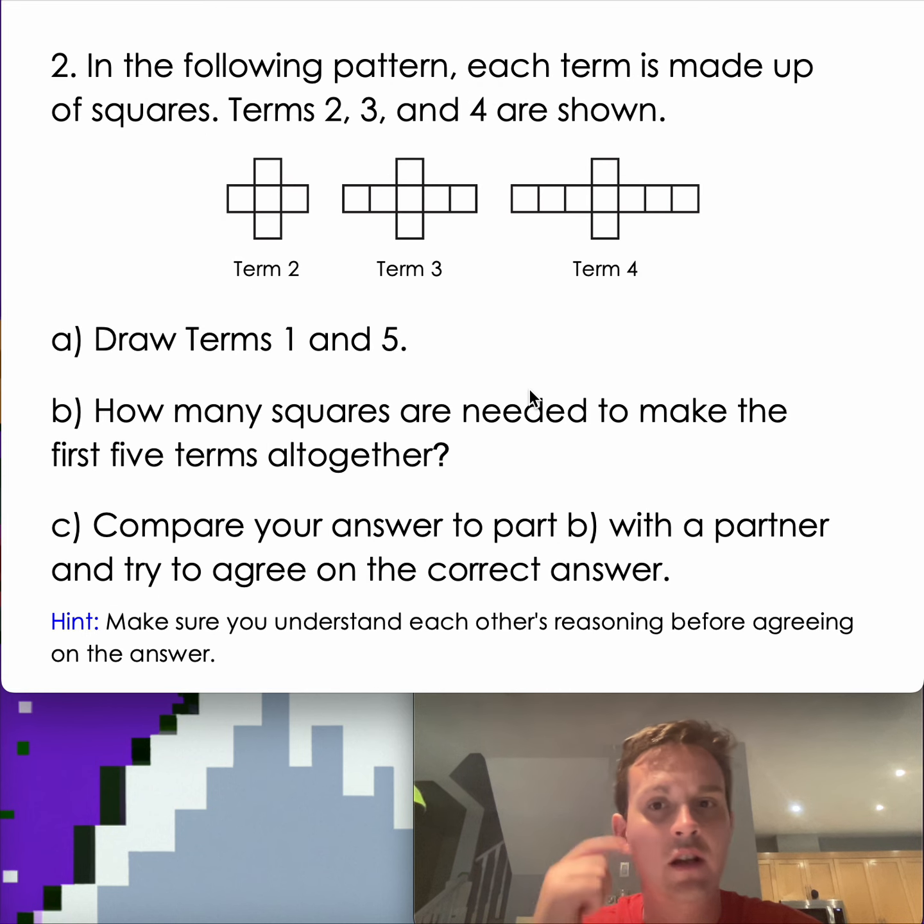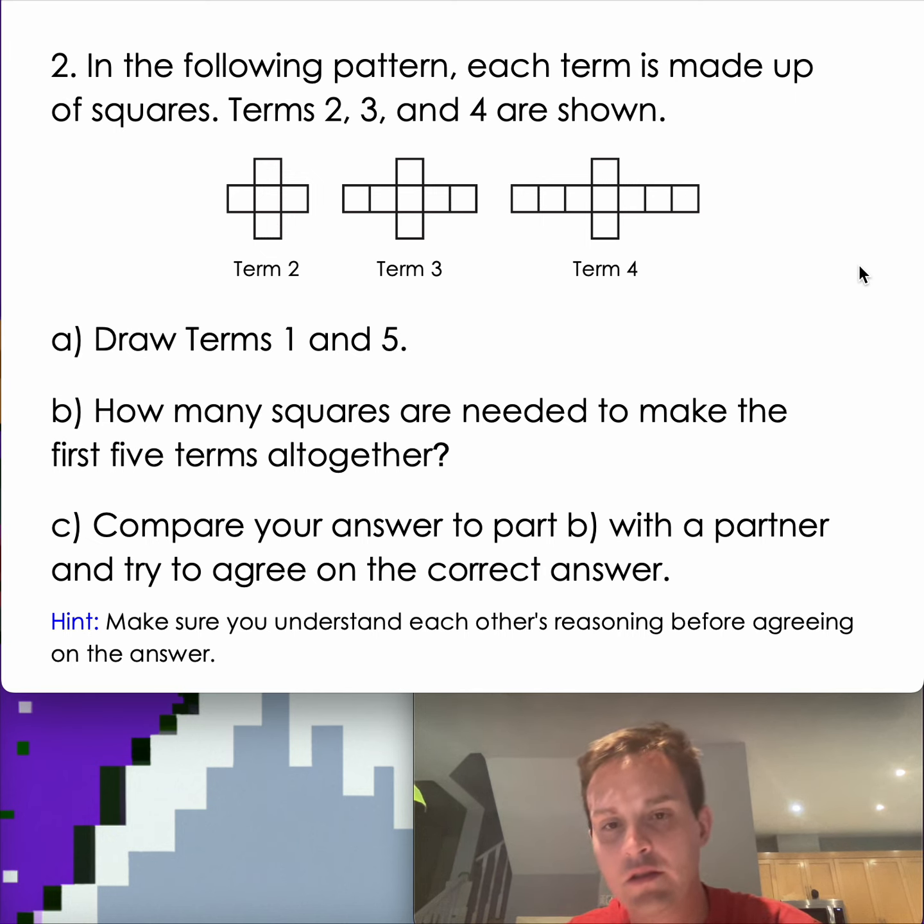Okay, here's another exercise. In the following pattern, each term is made up of squares. Terms 2, 3, and 4 are shown. First step, draw terms 1 and 5. Then, how many squares are needed to make the first 5 terms all together? And finally, compare your answer with part B to a partner and try to agree on the correct answer. Okay, again, pause the video, take some time to figure this one out.